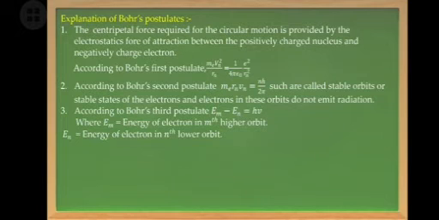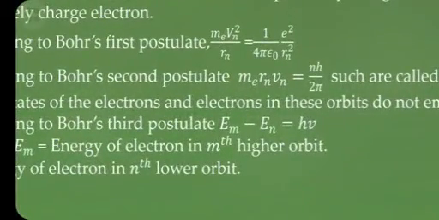So let us study Bohr's postulates in detail by using the equations. The centripetal force required for circular motion is provided by electrostatic force. So what is the formula for centripetal force? The formula for centripetal force is mv square upon r. This formula we have studied in our first chapter. And electrostatic force, as I explained, is given by Coulomb's law: 1 upon 4 pi epsilon 0 e square upon r square. Why e square? The two charges are e, and that's why it is e square.